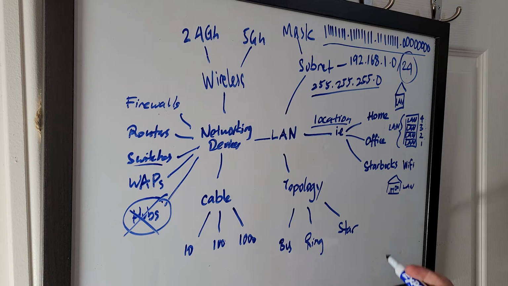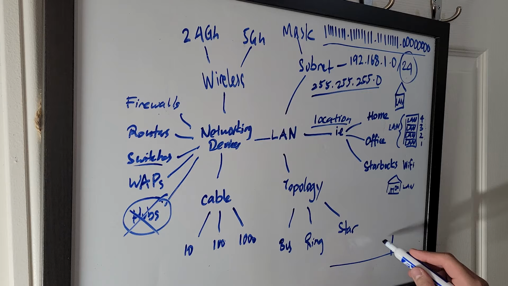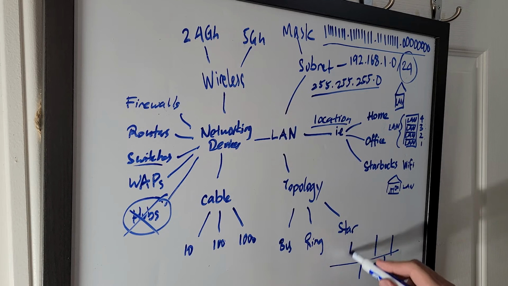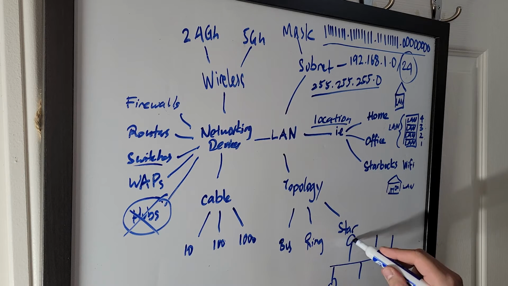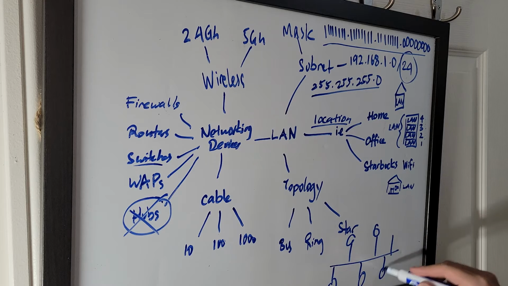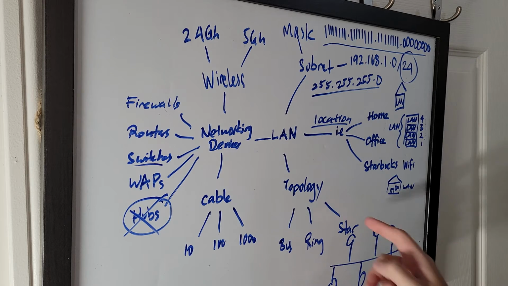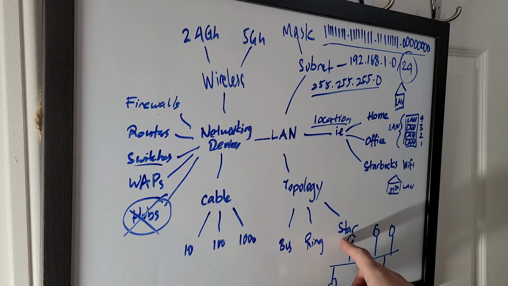So if it's a bus, computers all share the same wire. It's a coaxial cable, and this is not being used anymore because, well, it's not as efficient as the star topology, which is what we use right now, the star topology.